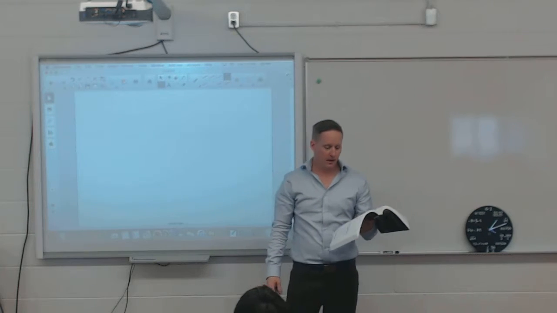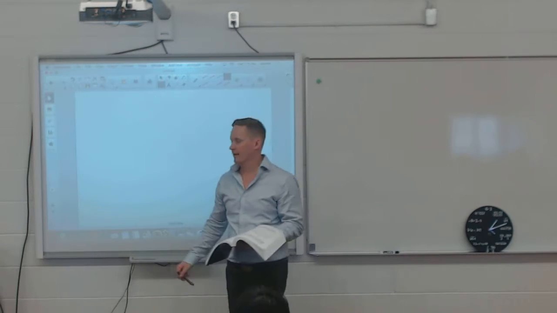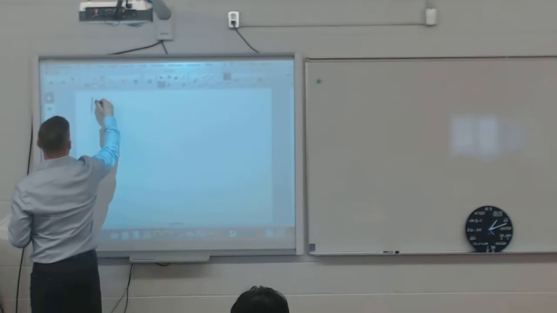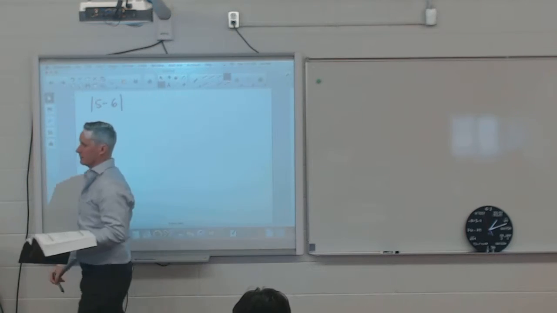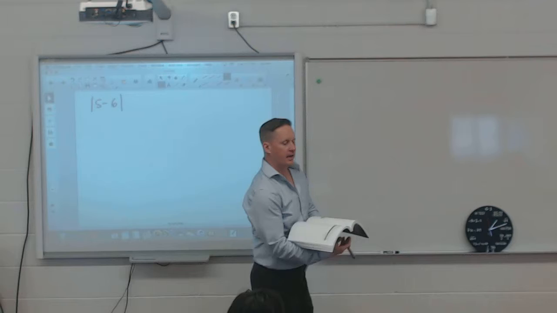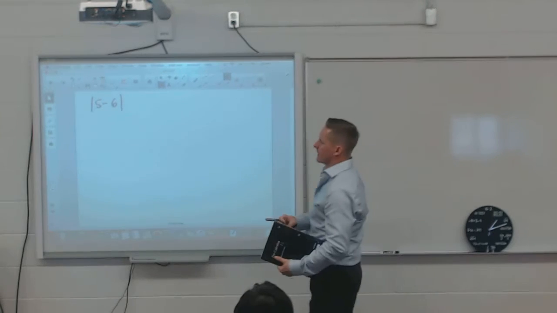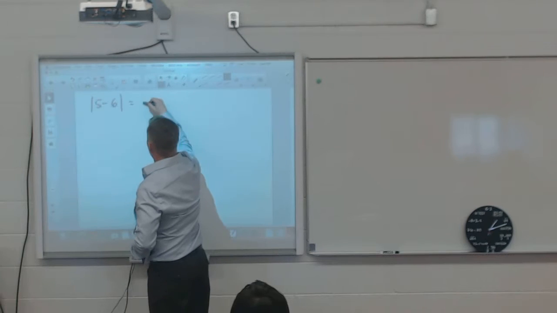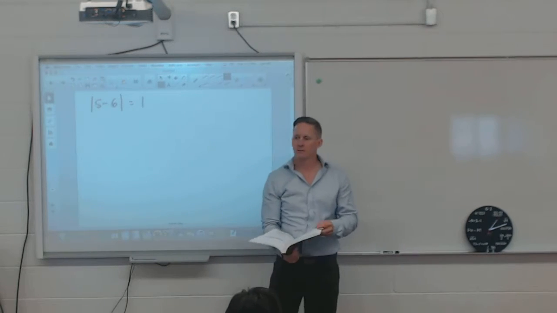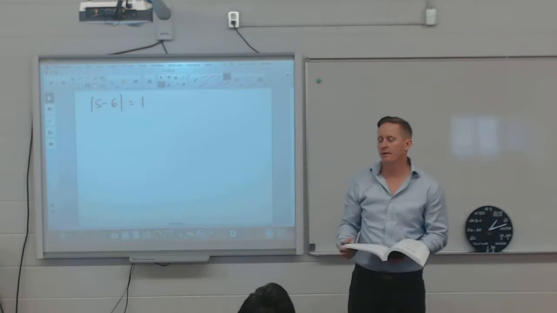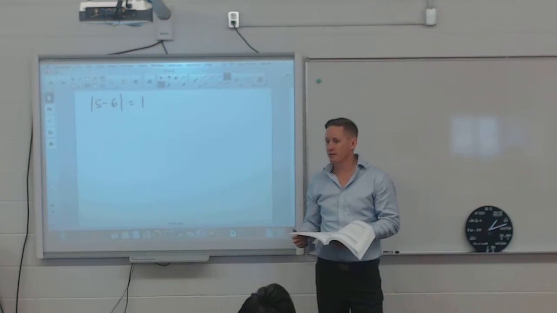Okay. All right. Evaluate. Absolute value of 5 subtract 6. So write this out in your book. What's the absolute value of 5 subtract 6? Well, what's 5 subtract 6? Negative 1. What's the absolute value of negative 1? 1. There's your answer. So whatever's in the bracket, you just do the opposite of? No. You make it positive. Okay, you make positive.